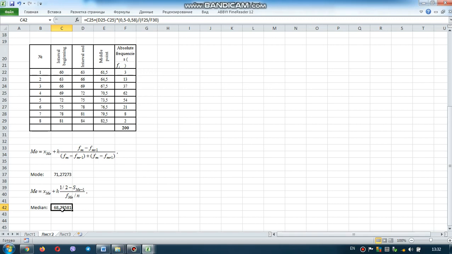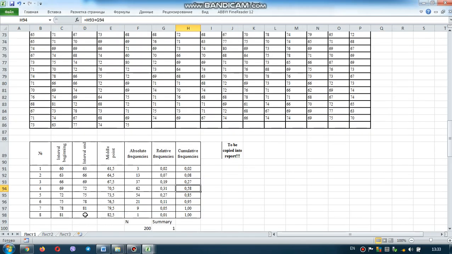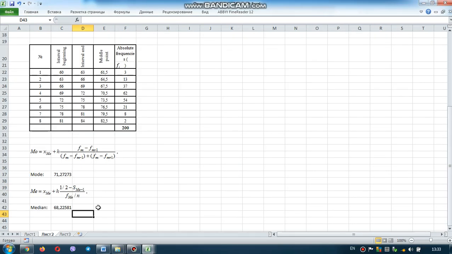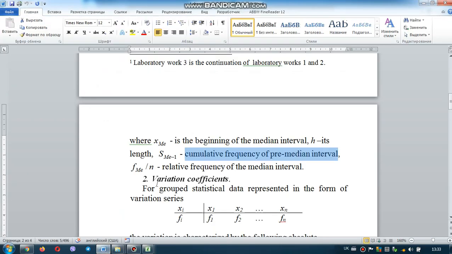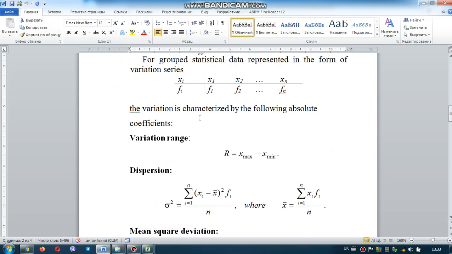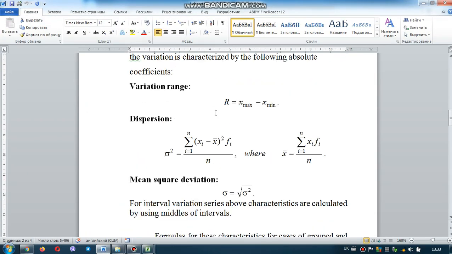So we have already calculated the median value. As we see in this case, these values do not coincide. This is normal. Okay. Then we have to calculate the dispersion value.